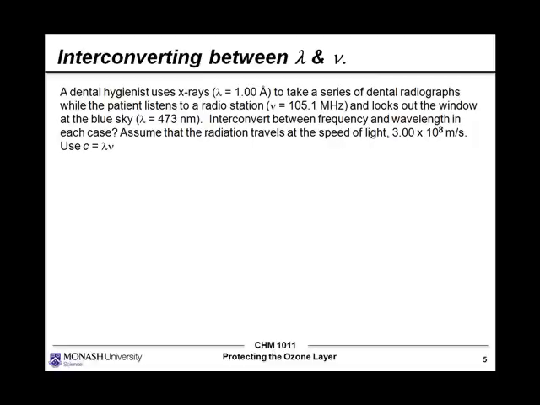Now, for a problem where we interconvert between lambda and nu, between the wavelength and the frequency. A dental hygienist uses X-rays, lambda equals 1 angstrom, to take a series of dental radiographs while the patient listens to a radio station, frequency equals 105.1 megahertz, and looks out the window at the blue sky, lambda equals 473 nanometer. The question: interconvert between frequency and wavelength in each case. Assume that the radiation travels at the speed of light, 3 times 10 to the power of 8 meters per second.